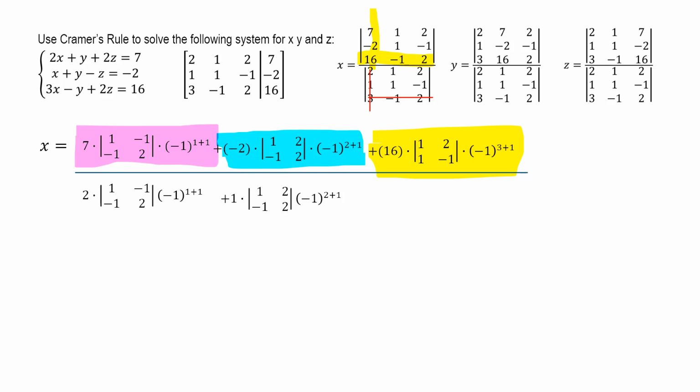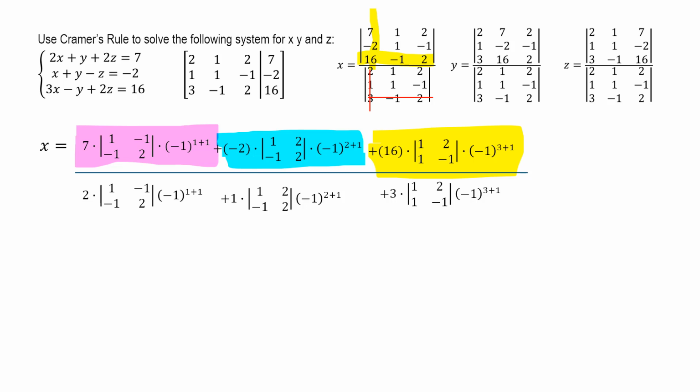I'm going to add this to what I already have, adding 3 times the determinant of the minor, 1, 2, 1, -1, and then multiply that by -1 raised to the row plus column, third row, first column. So I've got all this stuff, and this is going to give me the value of x.